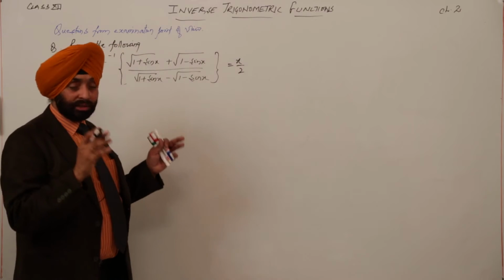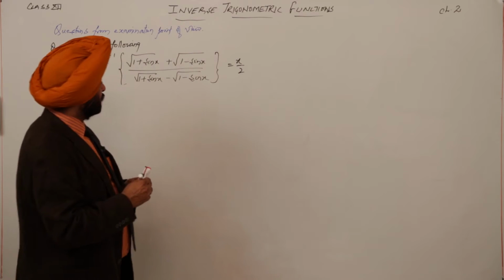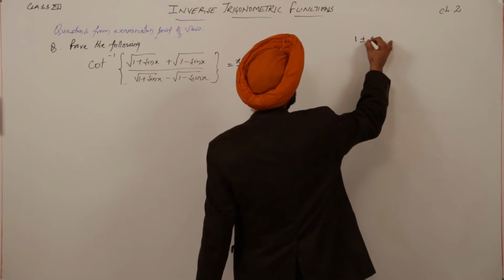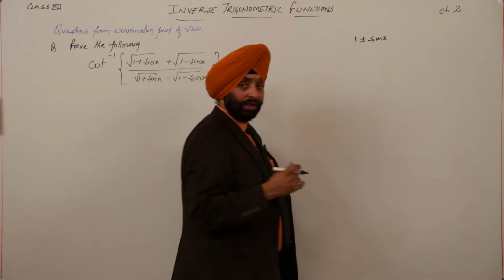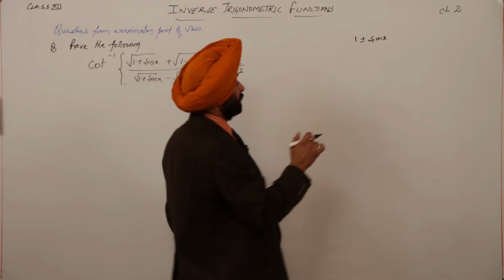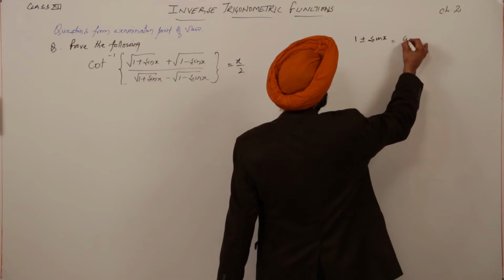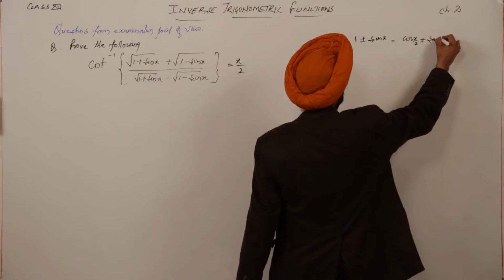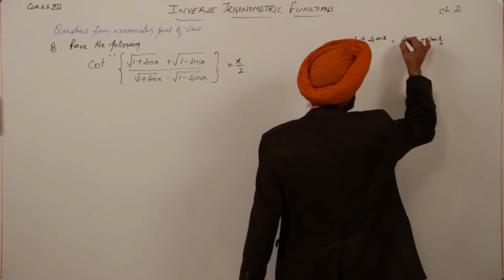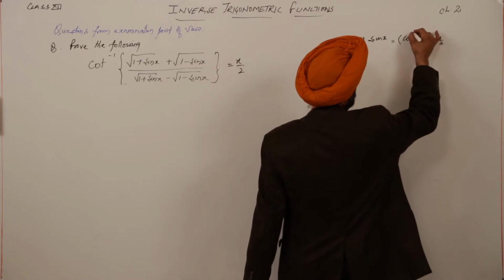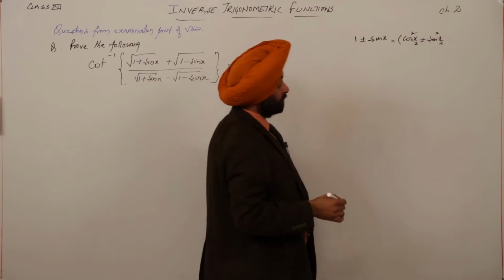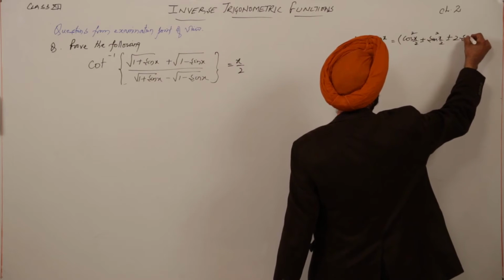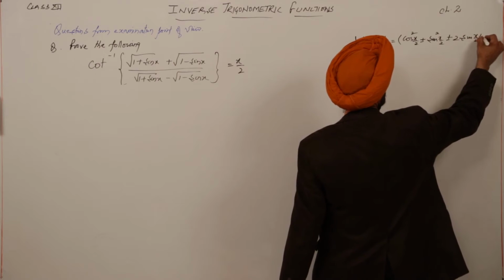Now, a very nice and very interesting concept is here. What can we write for 1 plus or minus sin x? In place of this, which term can we use? Just check it. Can I write this as cos²(x/2) plus minus sin²(x/2) plus minus 2 sin(x/2) cos(x/2)?